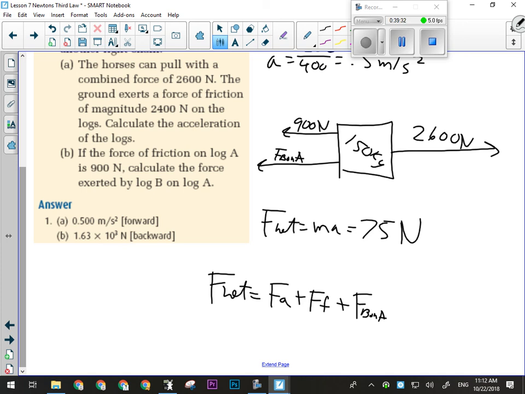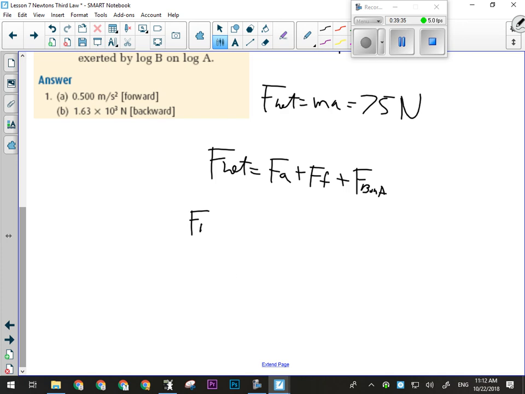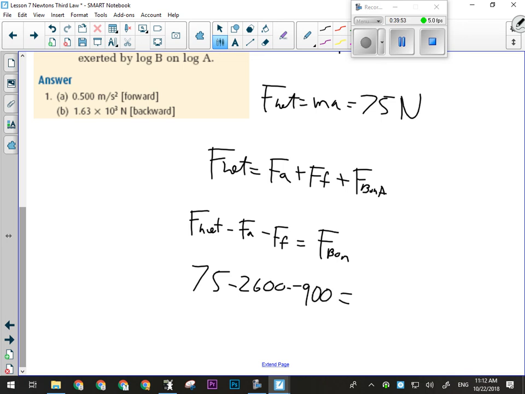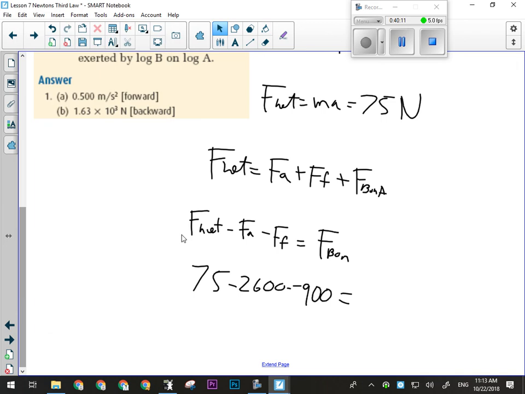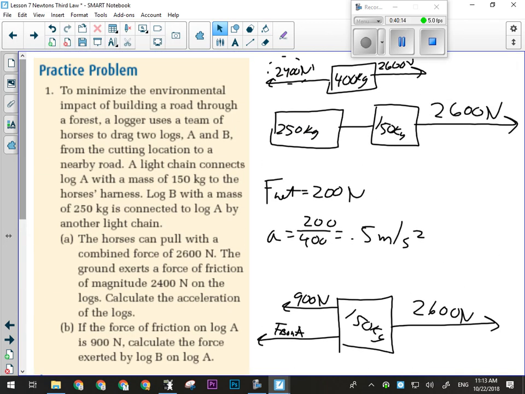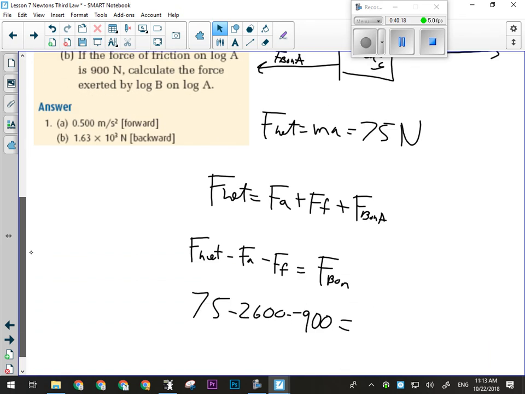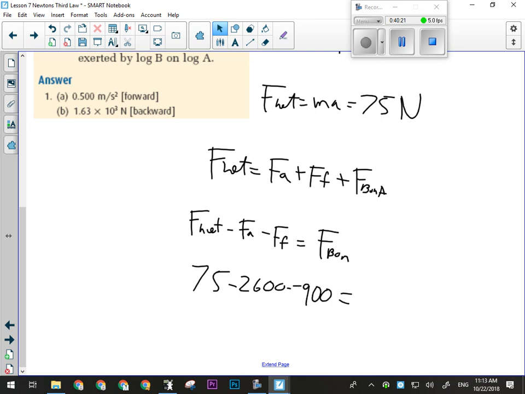So I'm looking for the force of B on A. I'm going to subtract the other two over. So I'll have F net minus force applied minus the force of friction equals the force of B on A. That'll be 75 minus 2600, those are both positive, minus negative 900, because friction was backwards. So 75 minus 2600 minus negative 900 gives me 1625. What do we have here for significant figures? 3. So we'd have 1.63 times 10 to the 3 newtons.